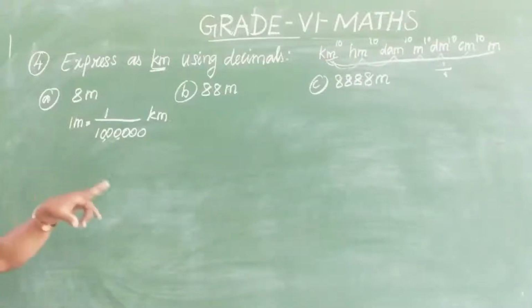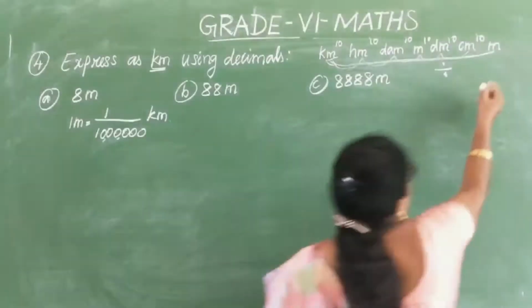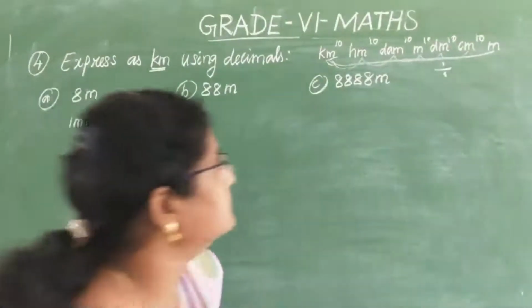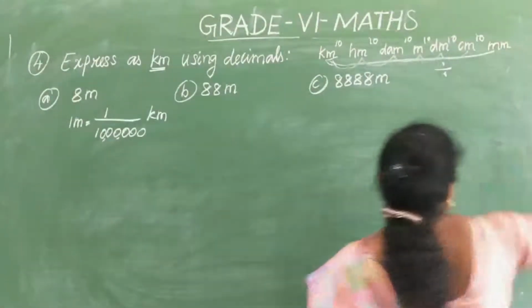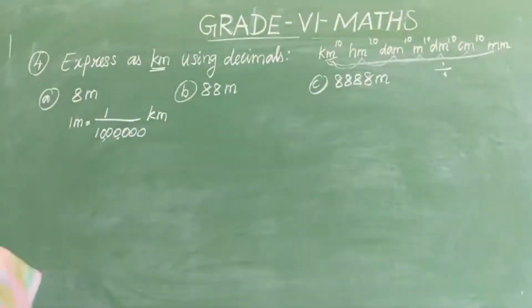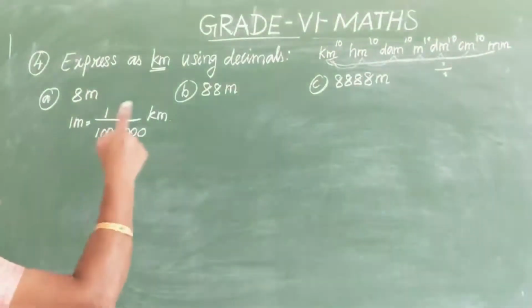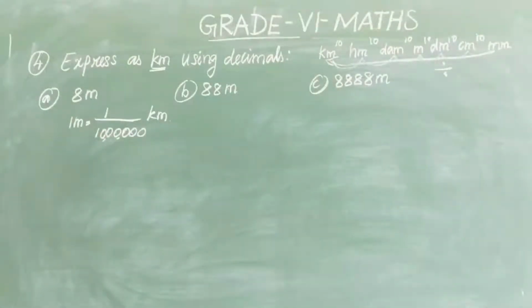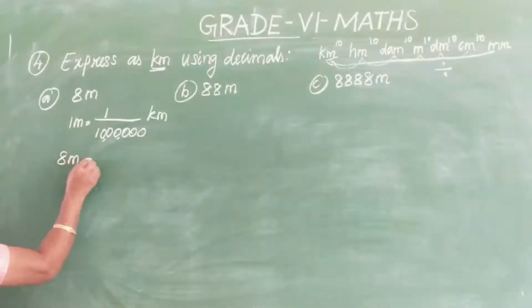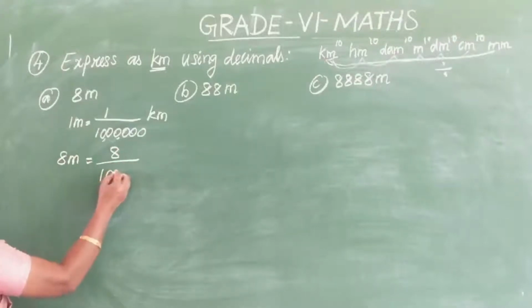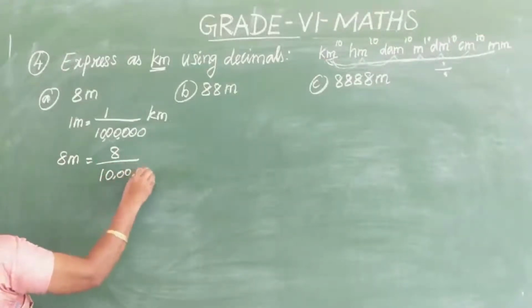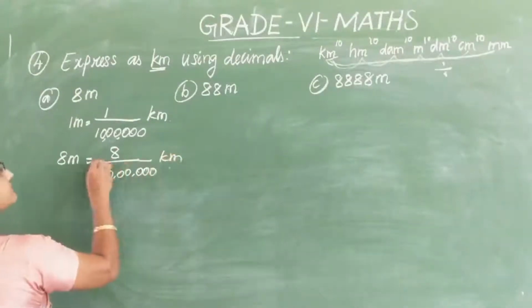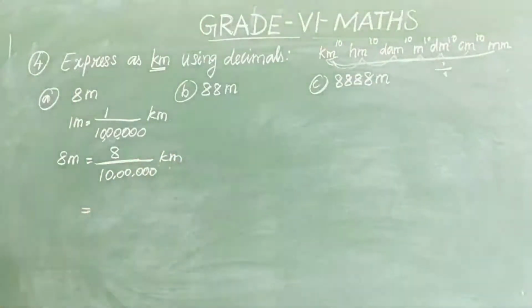So you need not memorize all this. 1 meter to millimeter, 1000. Like this, kilometer to meter, 1000. So 1000 times 1000 is 10 lakh. We can work. So 8 meter equal to 8/10 lakh kilometer. Okay. So now write in a decimal form.